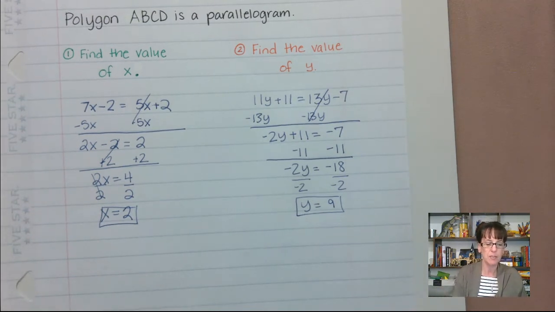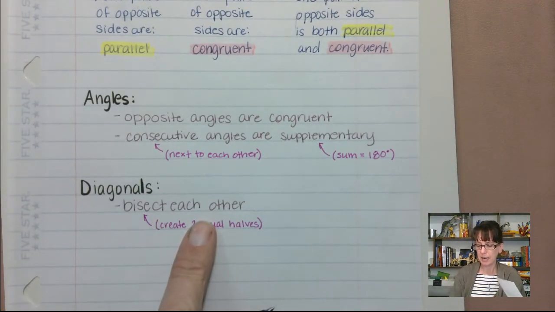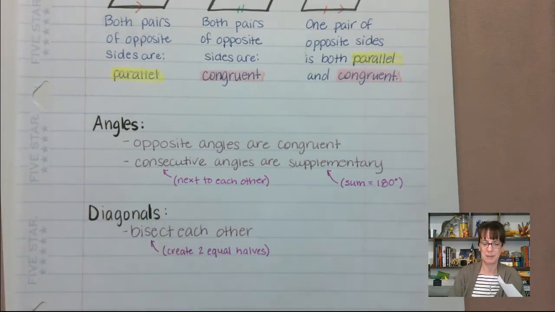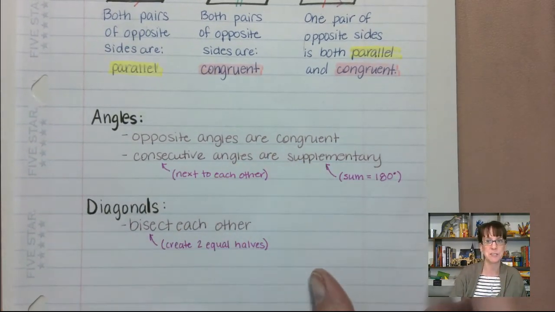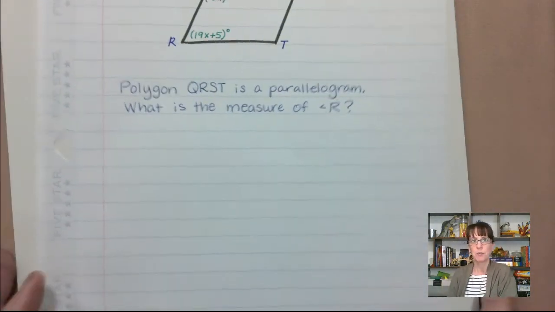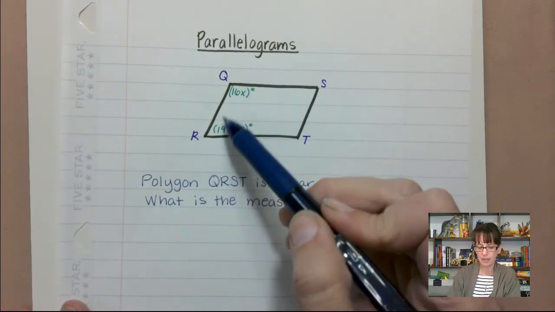Okay, let's talk about the other property that we have for our parallelograms. The other property, if you recall, is that the diagonals bisect each other. Oh, I'm sorry, before we talk about diagonals, let's talk about how consecutive angles are supplementary, meaning the angles that are next to each other equal 180 degrees. That means that when we're looking at this parallelogram here, these guys are going to be 180 degrees.